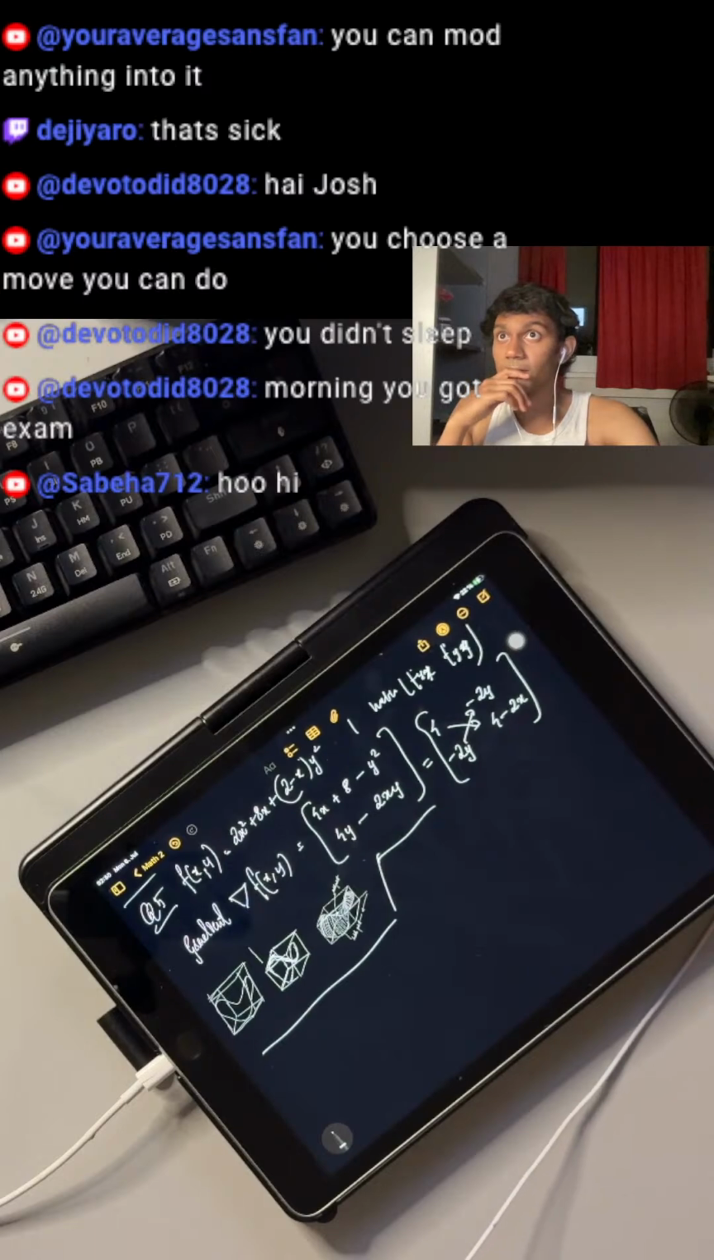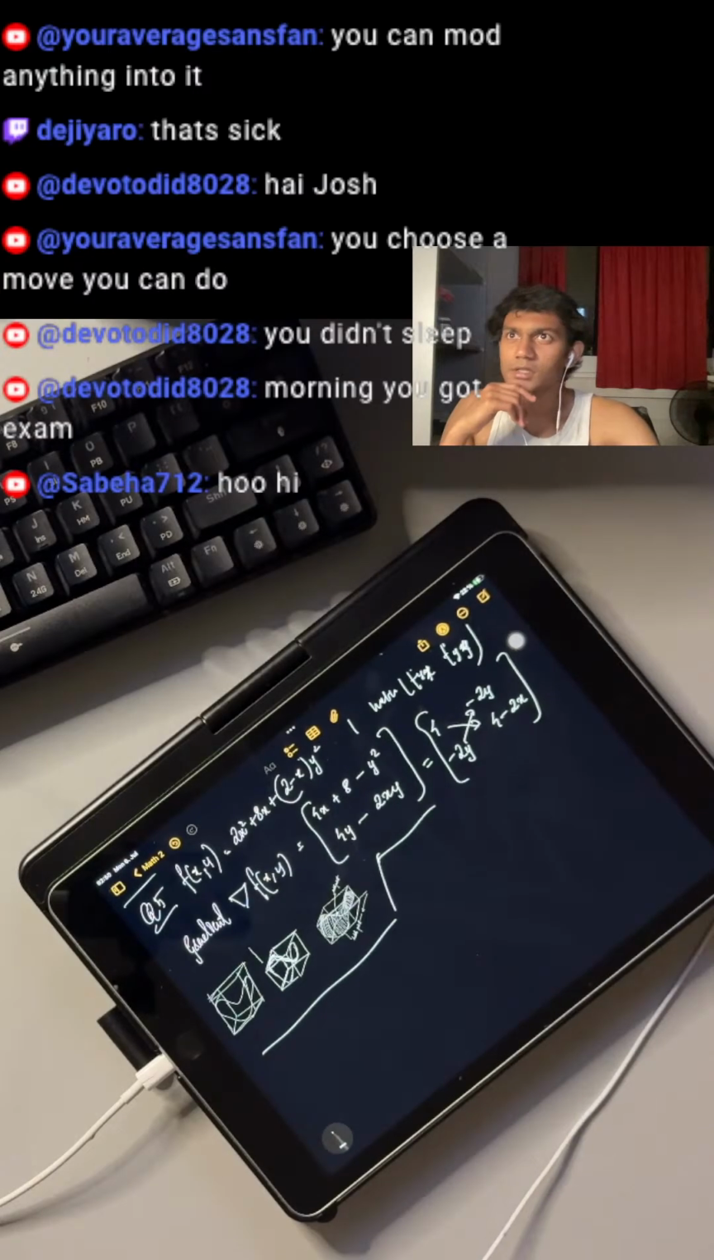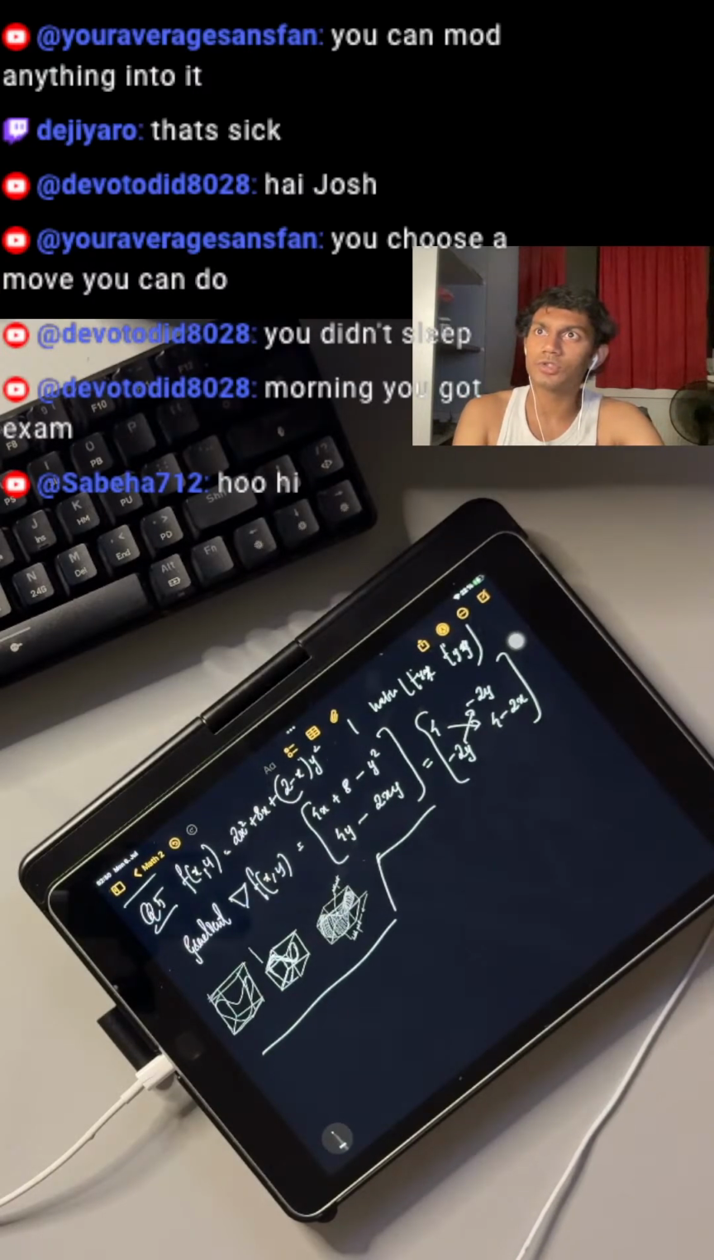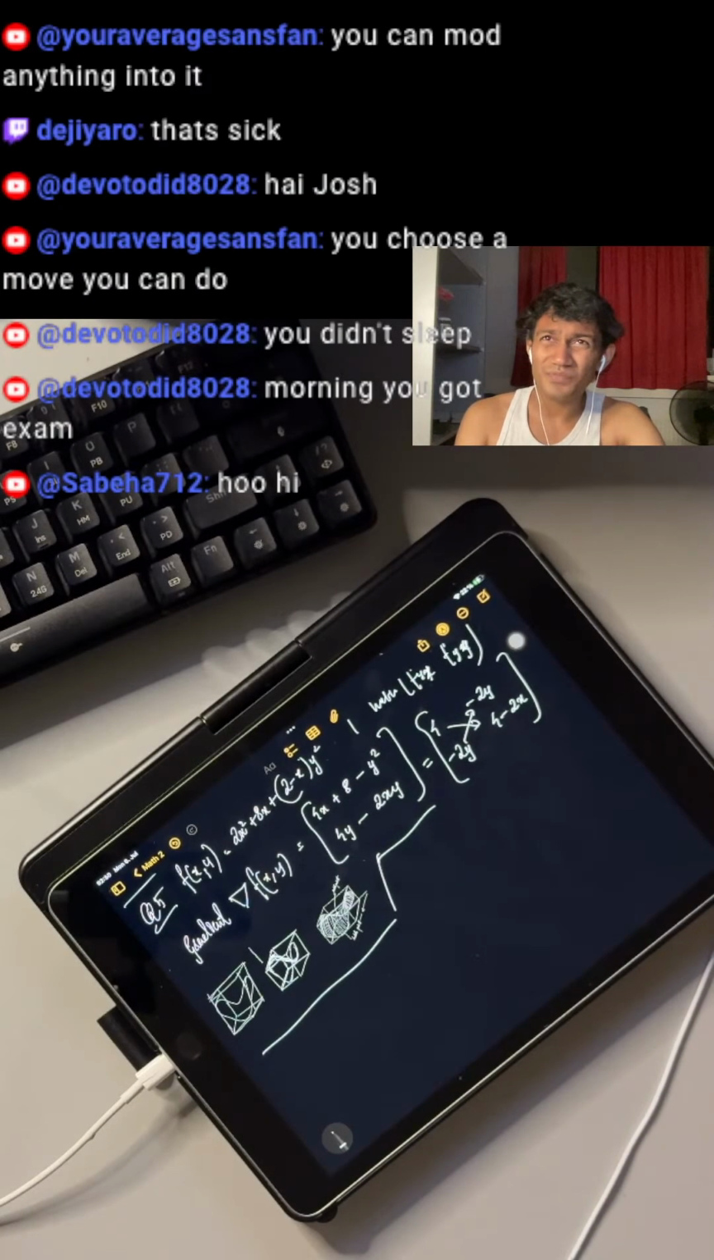So I got a saddle point. If the determinant is positive, look at the top left of the matrix. What do you mean by that? In your matrix, which is greater than 0, the determinant of the Hessian matrix is greater than 0, and f of xx is greater than 0. The point minus 2, 0 is the local minimum.